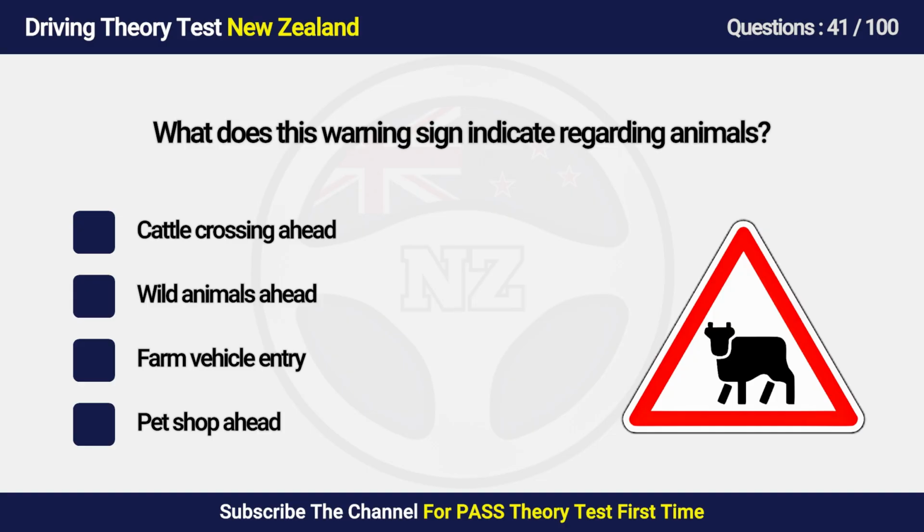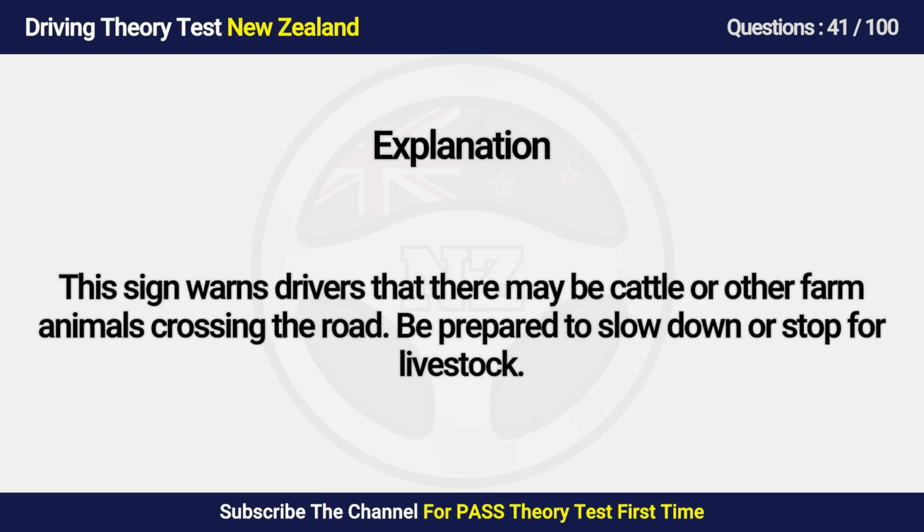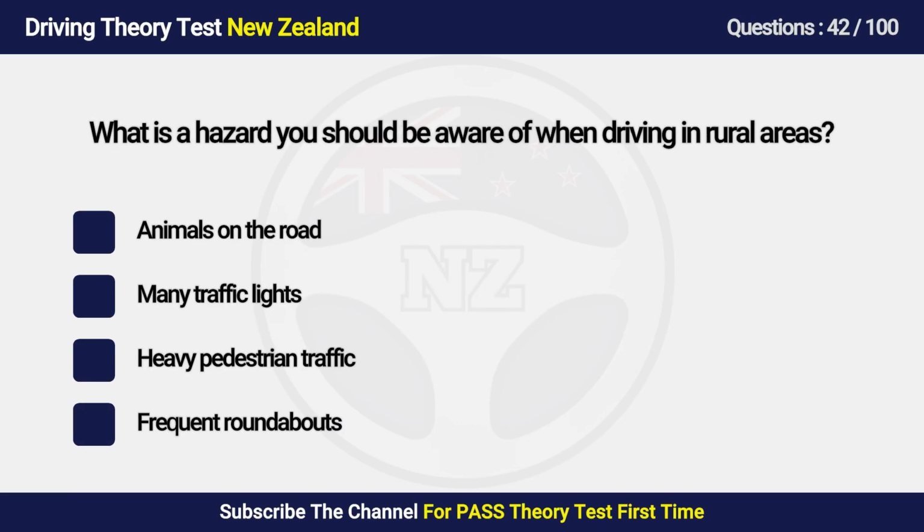A. Cattle crossing ahead. B. Wild animals ahead. C. Farm vehicle entry. D. Pet shop ahead. Answer is A. Cattle crossing ahead. This sign warns drivers that there may be cattle or other farm animals crossing the road. Be prepared to slow down or stop for livestock. Question 42. What is a hazard you should be aware of when driving in rural areas?